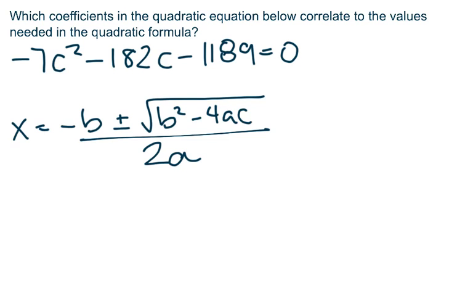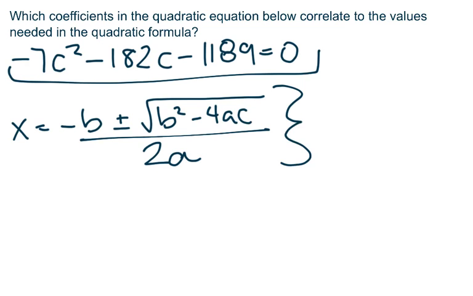Which coefficients in the quadratic equation below correlate to the values needed in the quadratic formula? The equation is negative 7c squared minus 182c minus 1189 equals 0. And our quadratic formula is x equals negative b plus or minus the square root of b squared minus 4ac all over 2a.